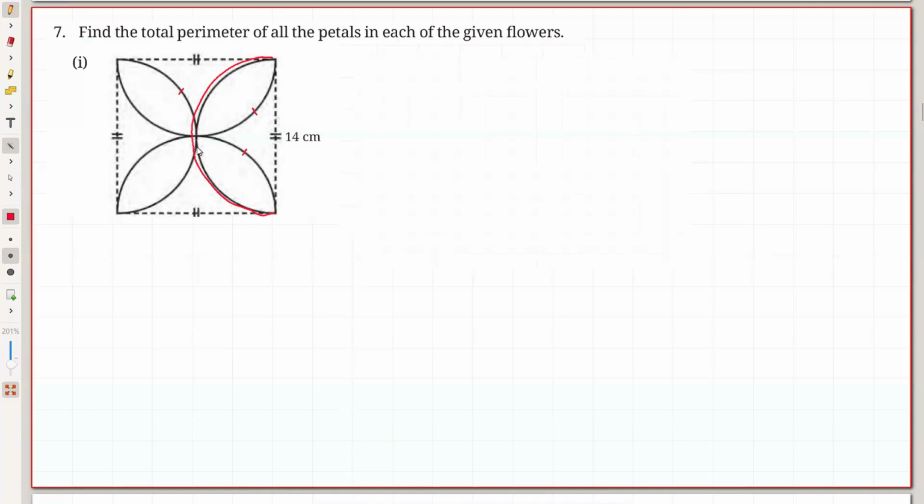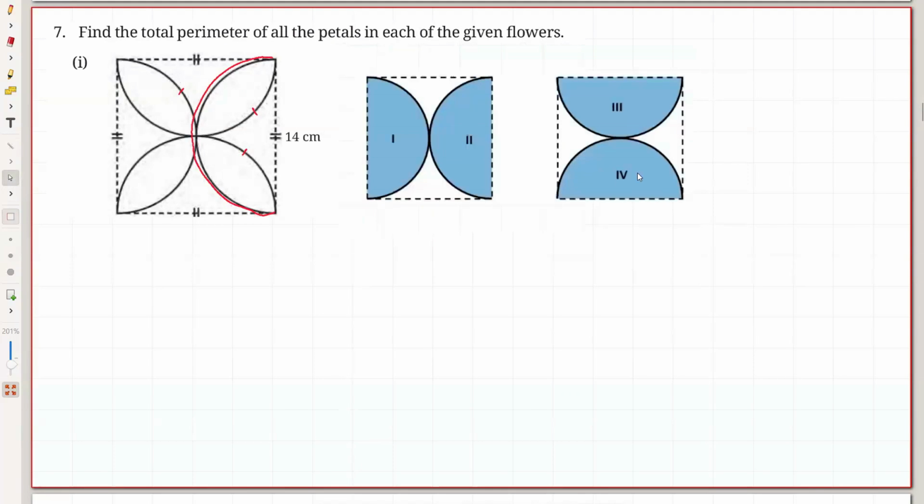Either we can go with the length of 4 semicircles excluding the diameter, or we can take it as: this is one semicircle, this is one semicircle, and together they give one full circle. So we have 4 semicircles. If we add them, we will get 2 full circles. That also we can do. I'm making the diagram here with 1 semicircle, 2, 3, 4. We have 4 semicircles.